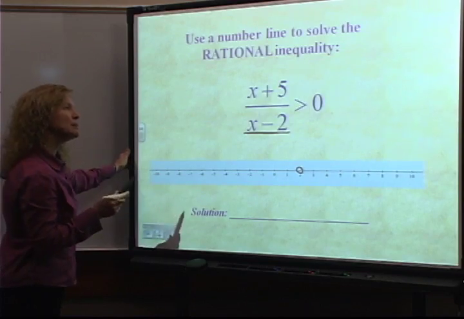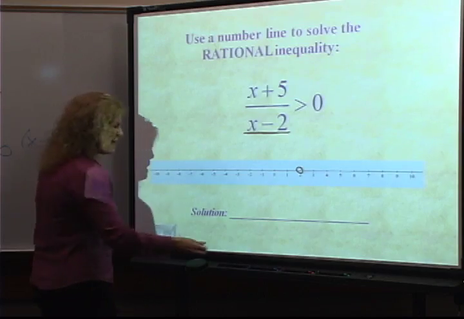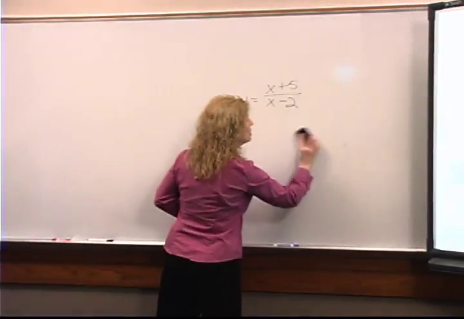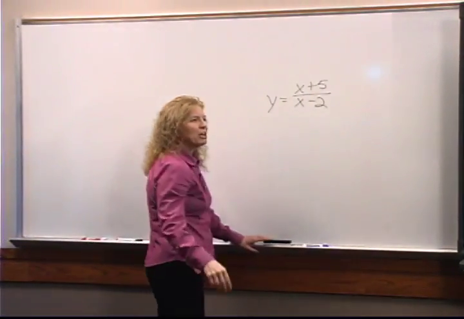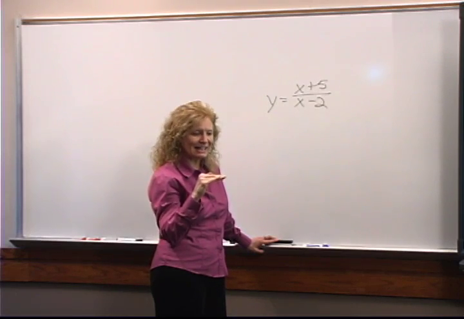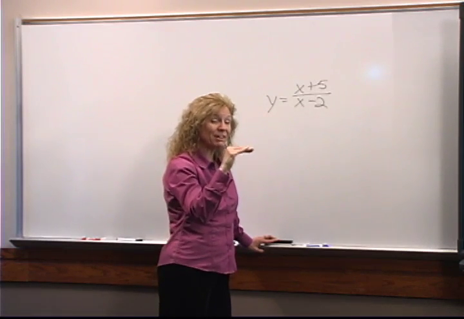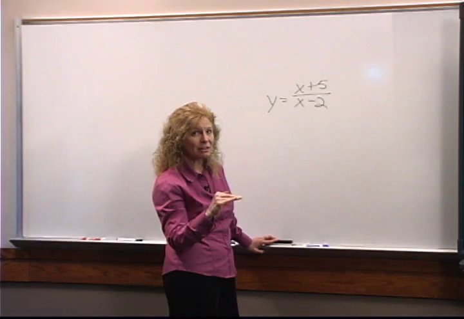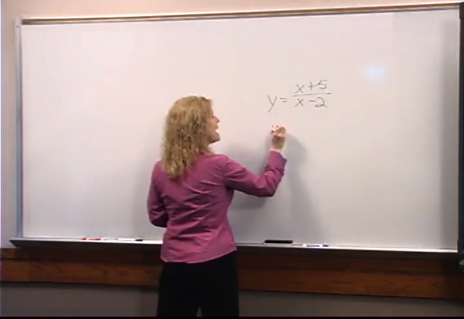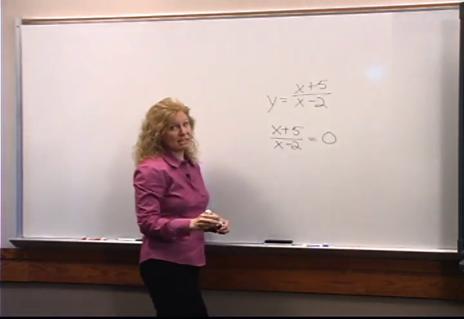Well, then another place that would matter is where these are equal to 0. And you say, well, why does the equal matter? Because 0 is going to be your dividing line in a sense. Being equal to 0 is that dividing line between being above it and being below it. So we want to find that dividing line. We want to find out where does x plus 5 over x minus 2 equal 0.